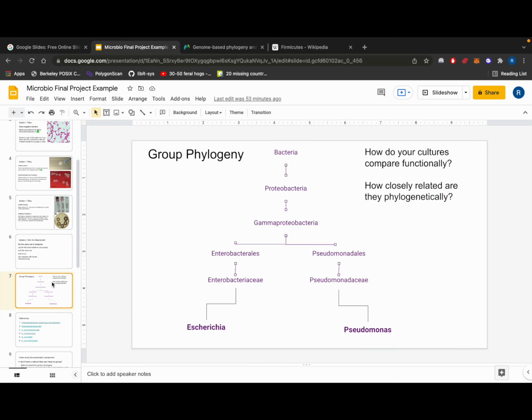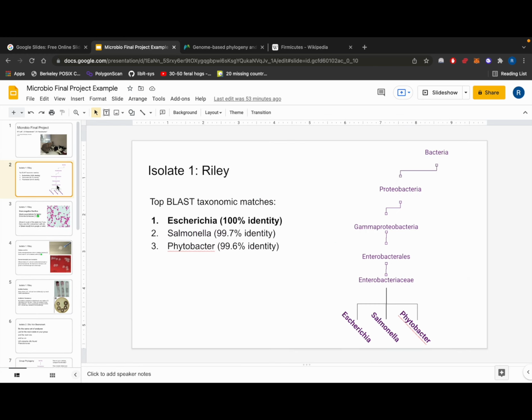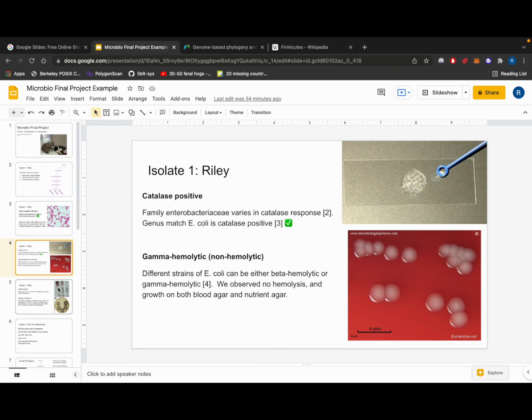So essentially for each isolate, for each unique culture in your group, you're going to need to repeat this process. You're going to need BLAST results, you're going to need a little phylogeny of your BLAST results, and you're going to need the results of your functional tests compared to expectations that you get from published literature or the internet or whatever.